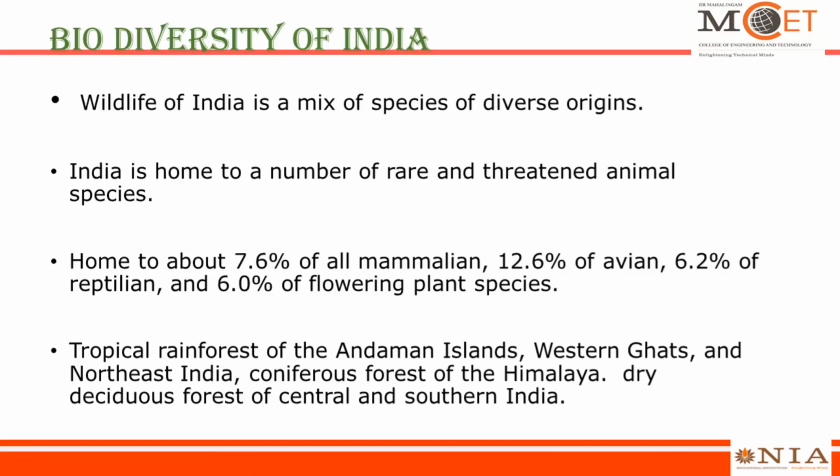So biodiversity of India. The wildlife of India is a mix of species of diverse origins. India is home to a number of rare and threatened animal species. It's home for about 7.6% of all mammalians, 12.6% of avians, 6.2% of reptilians, and 6% of flowering plant species. Tropical rainforest of the Andaman Islands, Western Ghats, and northeastern India, coniferous forest of Himalaya, dry deciduous forests of central and southern India. So these are some of the tropical rainforests that are available in India.